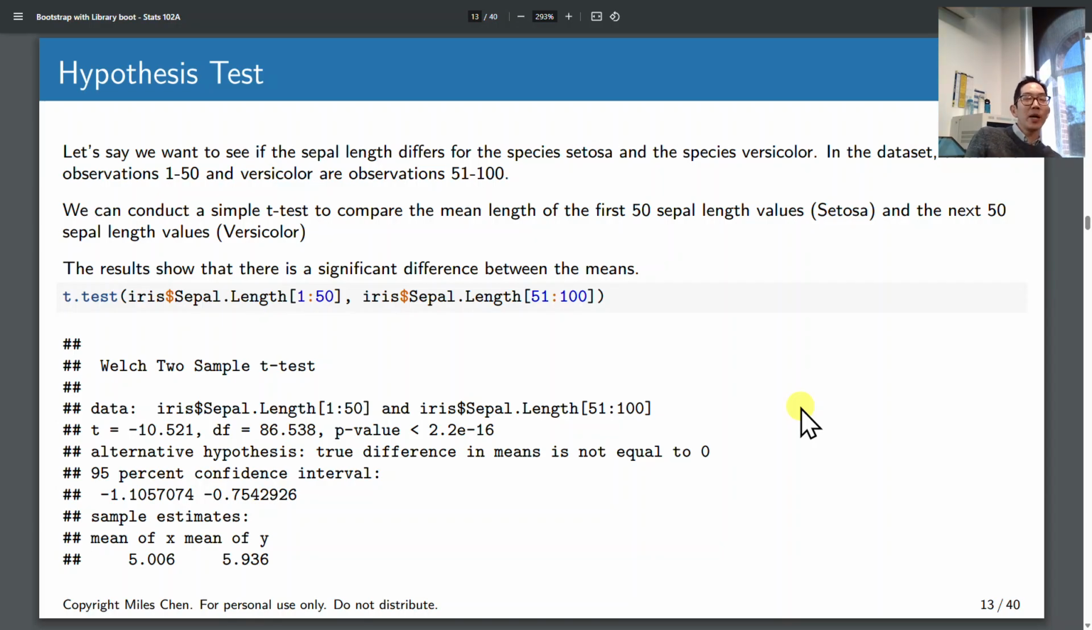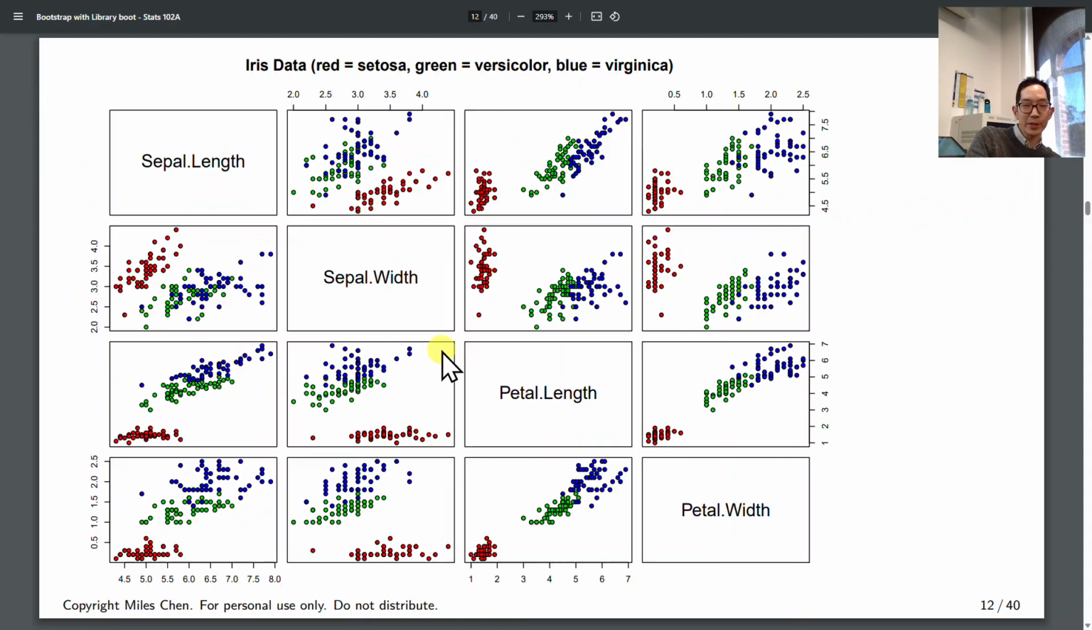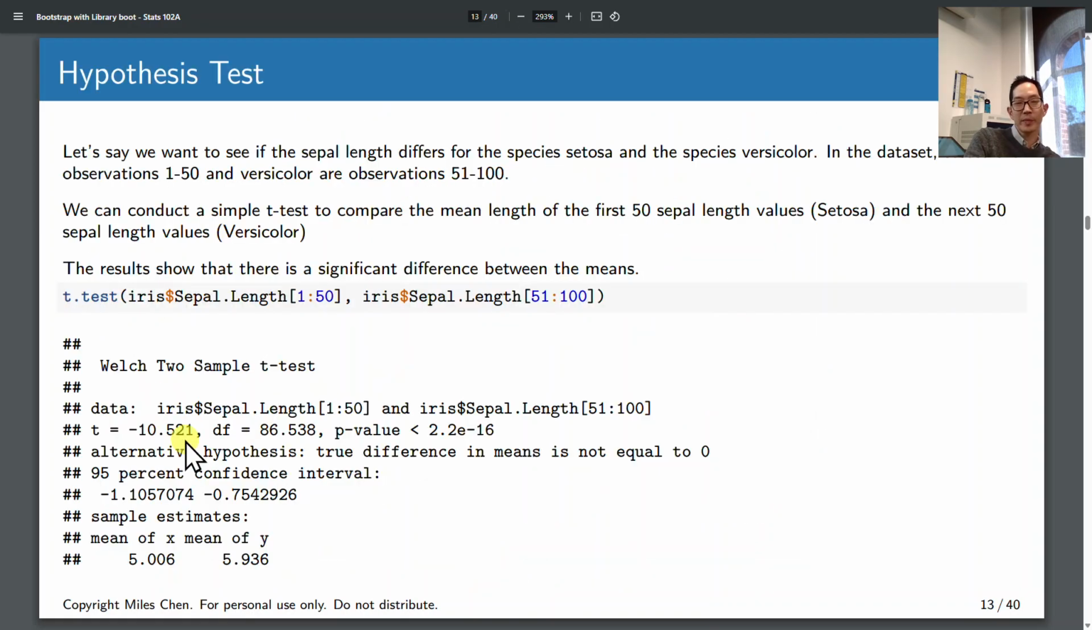Or a simple hypothesis test comparing the mean, and we'll do the mean sepal length of Setosa and the mean sepal length of versicolor, okay? So I have Setosa right here in red, sepal length, and sepal length for versicolor in green, and we just want to compare the means of these two groups, okay?